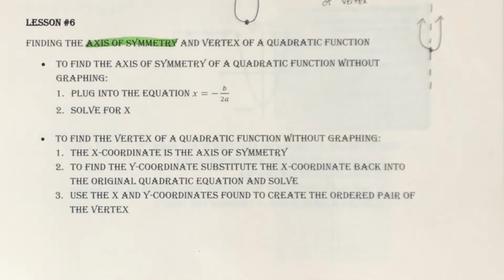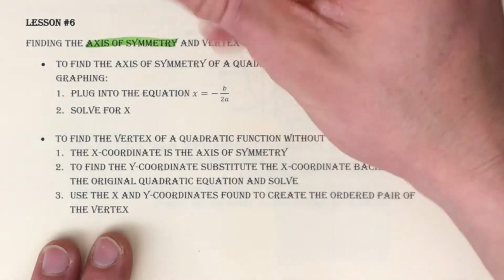So when we're talking about finding the axis of symmetry, we're talking about what that line is. We're also going to talk about how to find the vertex of a quadratic function, and we're going to talk about these specific to when you're doing it without graphing. So how do you figure these two pieces of information out without graphing them?